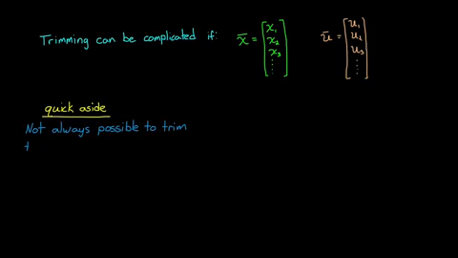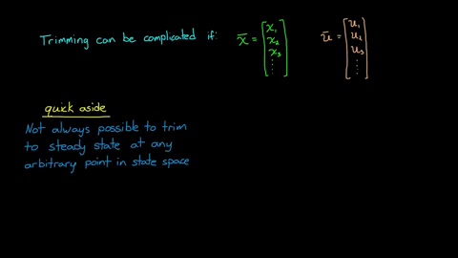It's not always possible to trim to steady state at any arbitrary point in the state space. For example, there is no combination of inputs that will cause an aircraft to fly backwards steady state, even though the state space allows for that motion. So you have to understand your system well enough that you don't pick a combination of states that you can't find an equilibrium for. Okay, back to it.